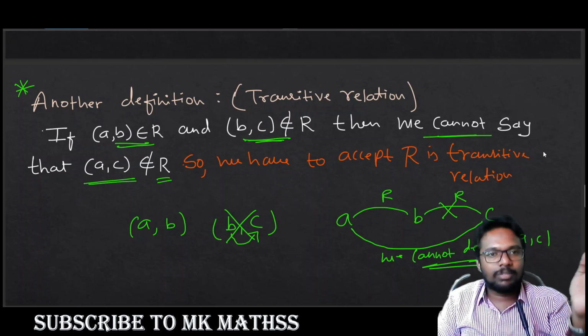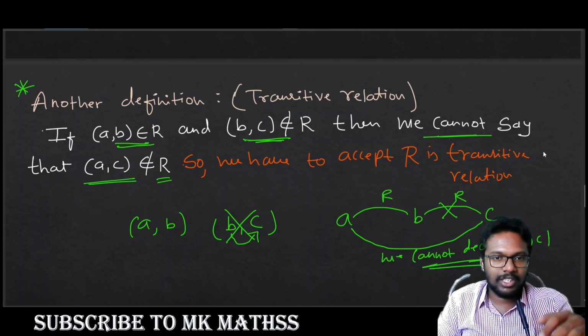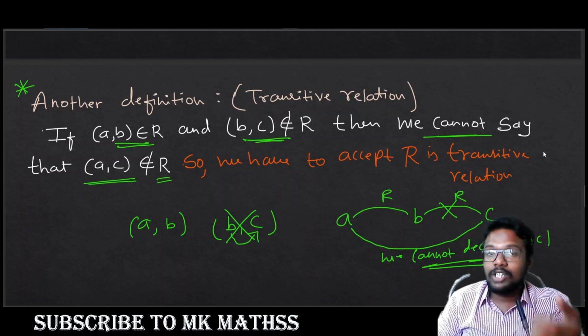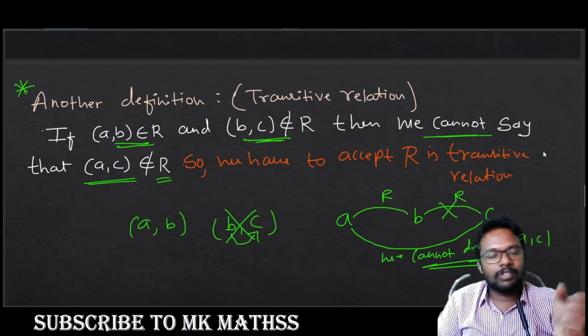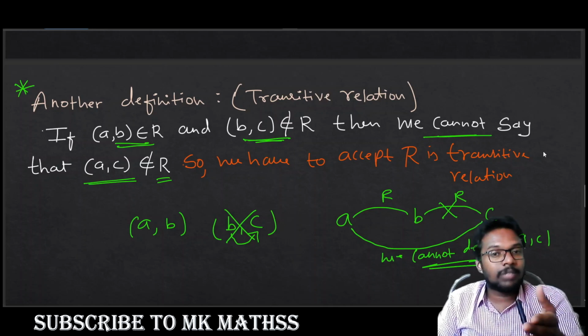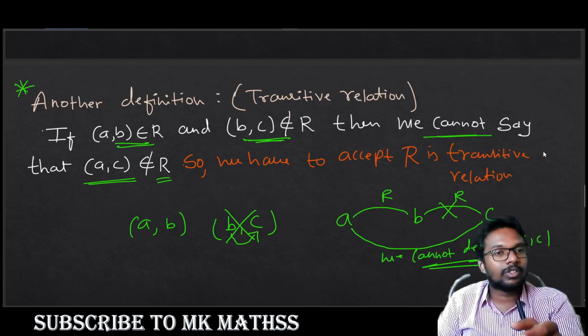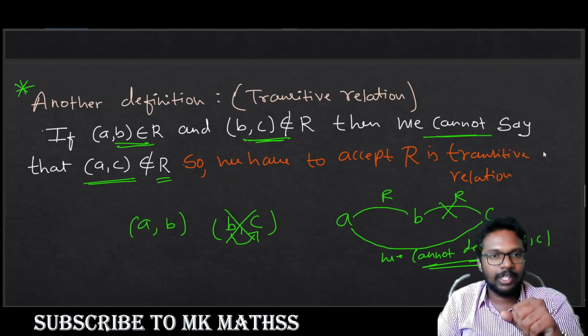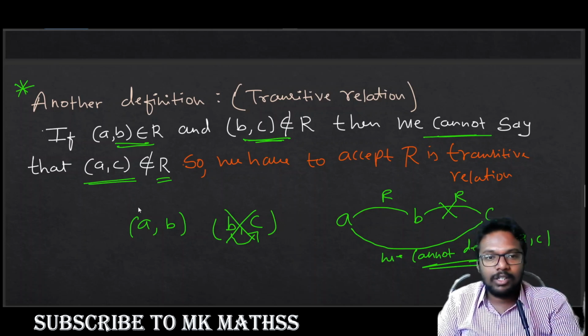(A, B) is present in R. The ordered pair (A, B), meaning A is related to B, is present in R. (B, C) is not present in R. Actually in the previous definition we discussed (B, C) belongs to R. So here if (B, C) does not belong to R, then we cannot discuss about A and C.